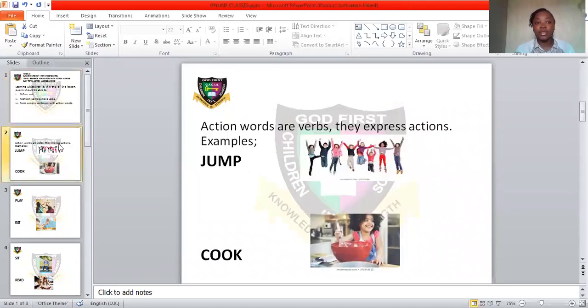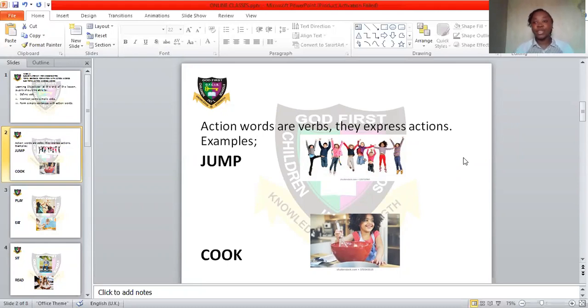First, what are verbs? Verbs are action words and they express actions. They express actions in the sense that whatever we are doing at the moment is what verbs express.